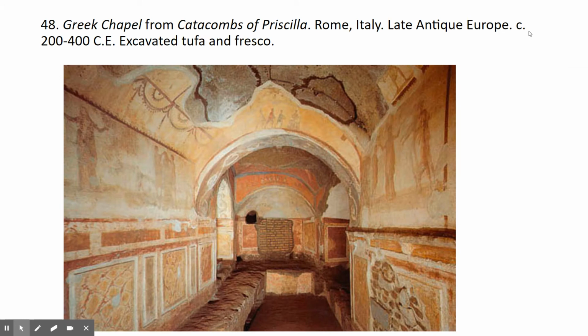All right. We call it the Greek chapel only because there was some writing in Greek on it, not because it was full of Greek people. That's the only reason. You see it's made of excavated tufa. Right, we know about tufa. And it's fresco. We know about fresco. It's plaster. It's wet plaster. The pigment is applied to the wet plaster. The color becomes part of the wall. Okay.